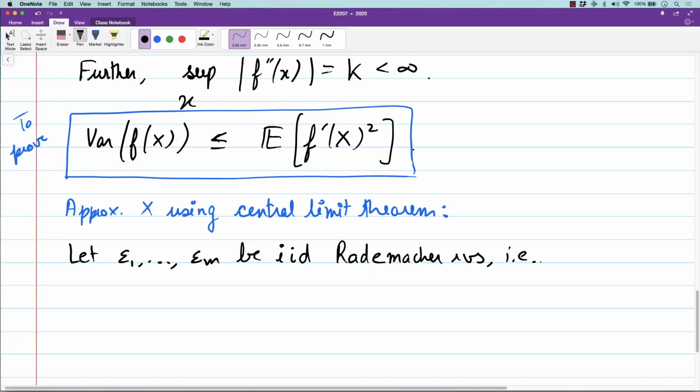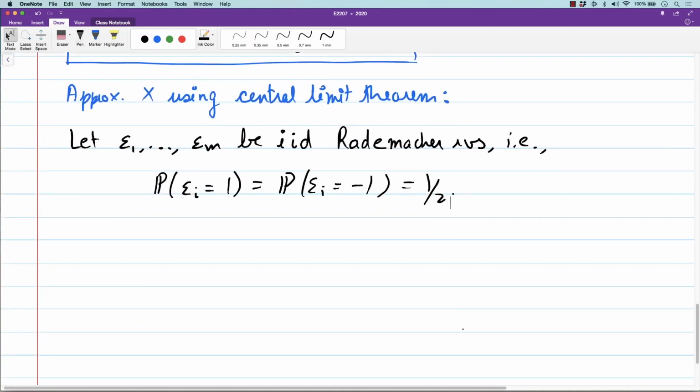That is, each epsilon i takes values minus 1 and 1, and the probability that epsilon i equals 1 equals the probability that epsilon i equals minus 1. So we take this Sm as the normalized sum of these guys.